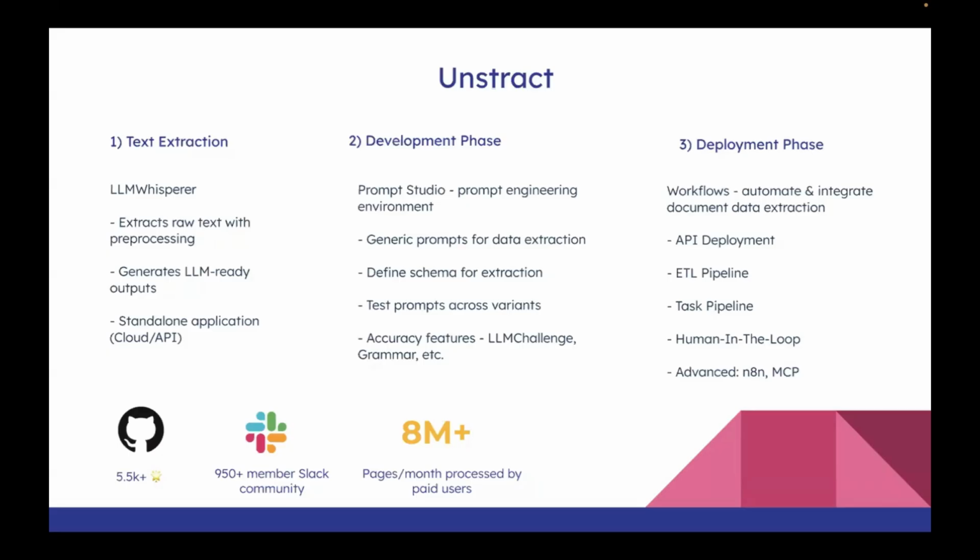And you can test multiple document variants. So if you're testing maybe a project for, let's say, invoices, then you could have multiple invoices, maybe some which are scanned, some could have handwritten text, some could be digitally native. So you can test multiple documents and see how these prompts are performing across these documents. And within Prompt Studio, again, you have access to various accuracy enabling capabilities like LLM Challenge and Grammar, which we'll be covering in the demo segment.